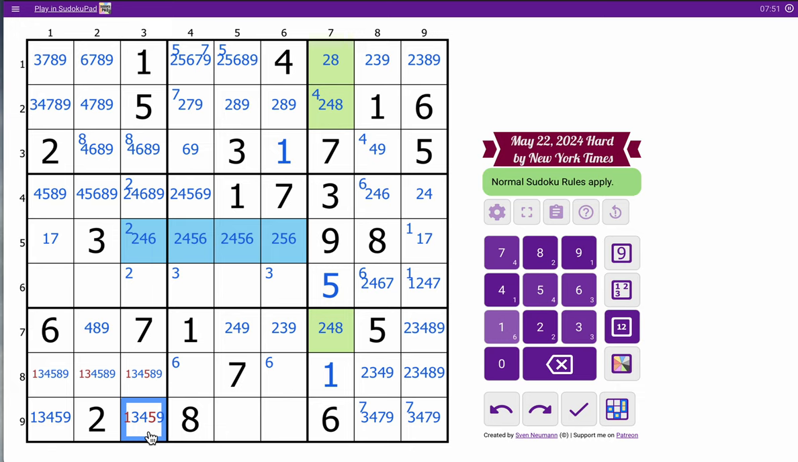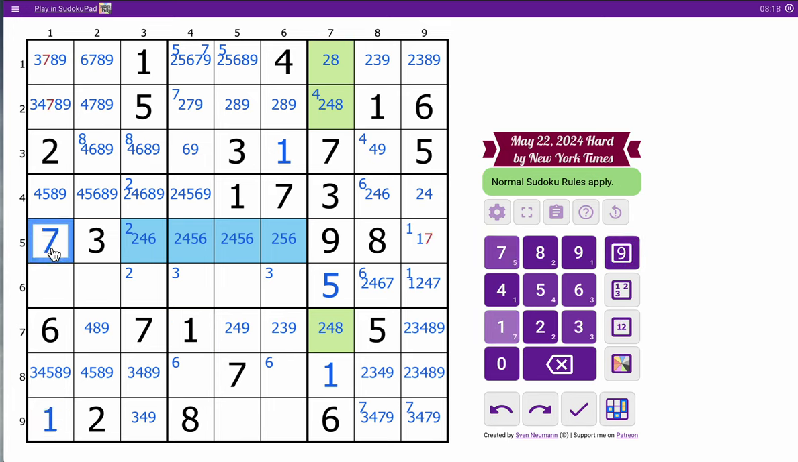These both see 8, that sees 5 and 1 by column. Just sees 1, that sees 1 and 3, that sees 1 and 5. Okay, so 1 can't go here. Actually, these two ones force it there, which I should have seen earlier. So 7 and 1 are placed. This is row 5.